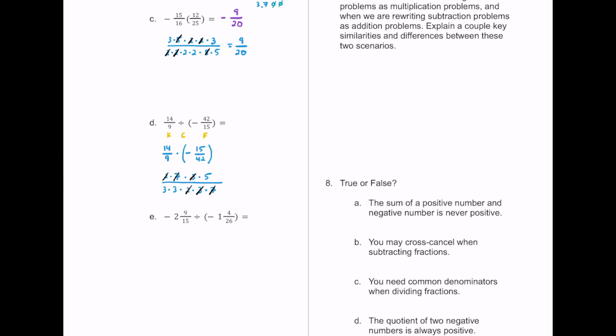So in the numerator, we just have a 5. And then in the denominator, 3 times 3, that's 9. So our final quotient here, or the answer to a division problem, is going to be negative 5/9. Remember, at the very end, think about your signs. We have one negative, so we should have the opposite of 5/9 or negative 5/9.